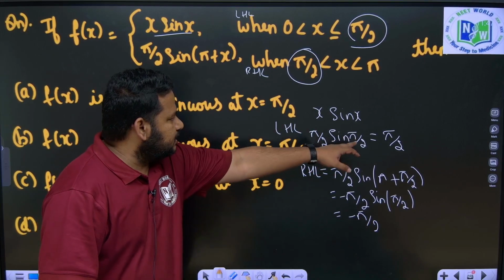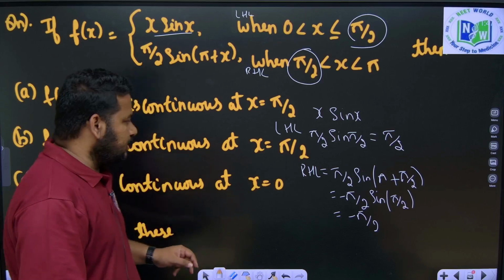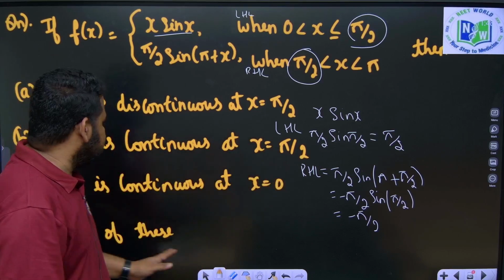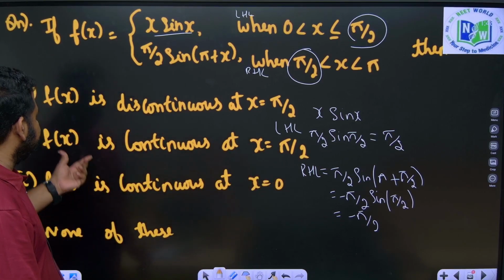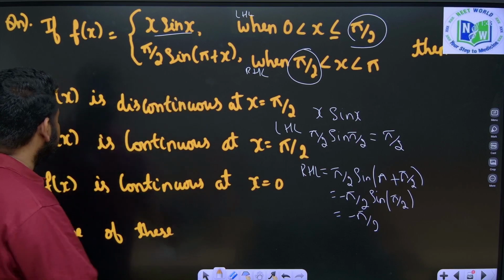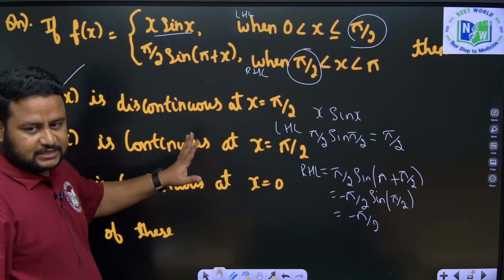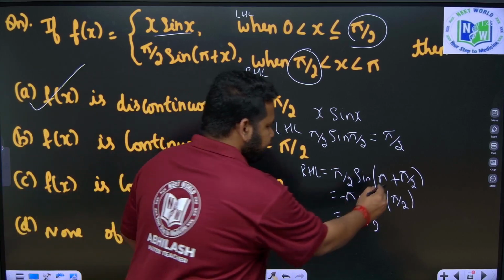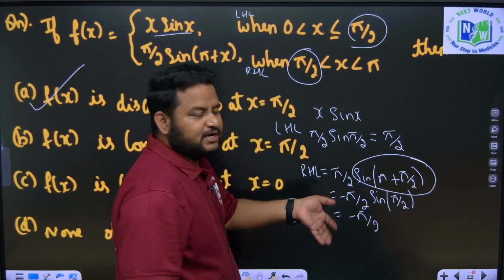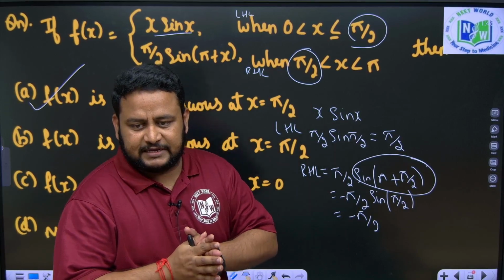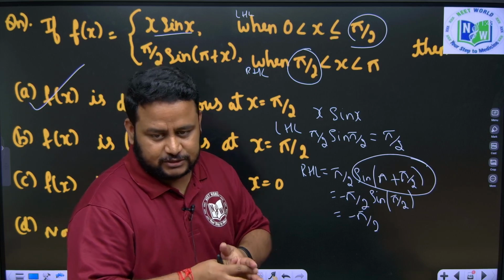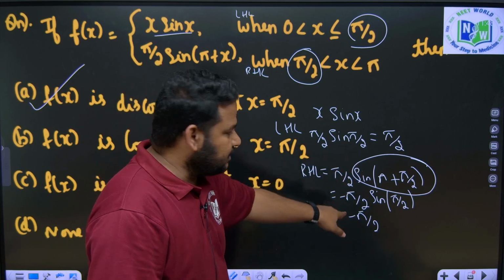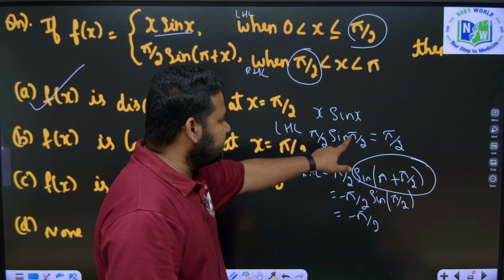So here LHL is not equal to RHL. So f of x is discontinuous at x equal to pi by 2, that is option A. I hope it is clear. This one you should know, because sin of 180 plus theta is coming in the third quadrant. As per the ASTC rule, in the third quadrant tan is positive and sin is negative, that's why it is minus pi by 2, this is just pi by 2.